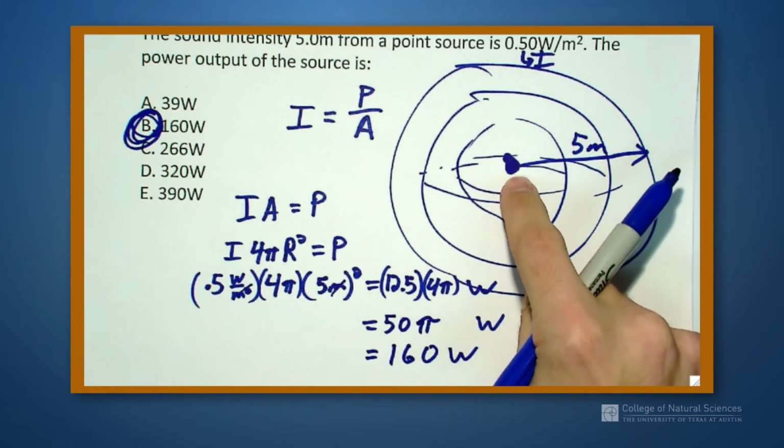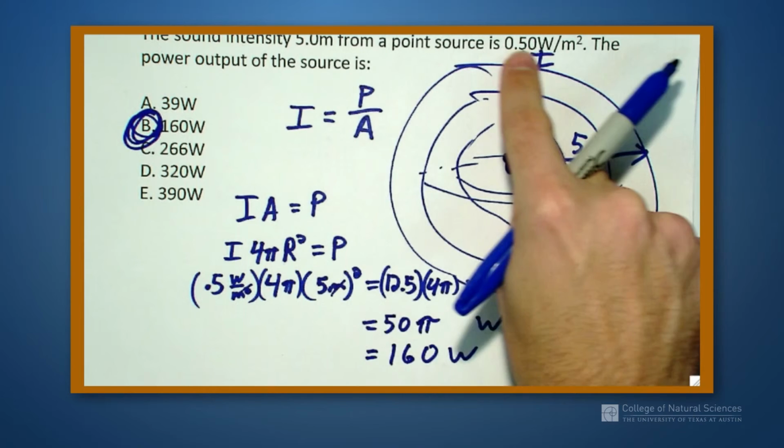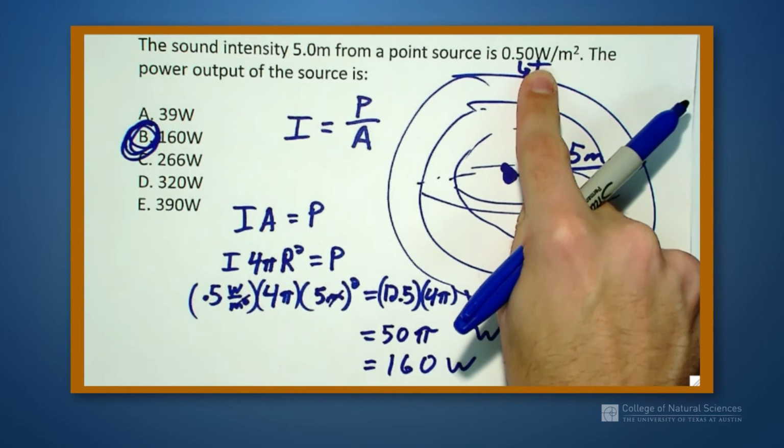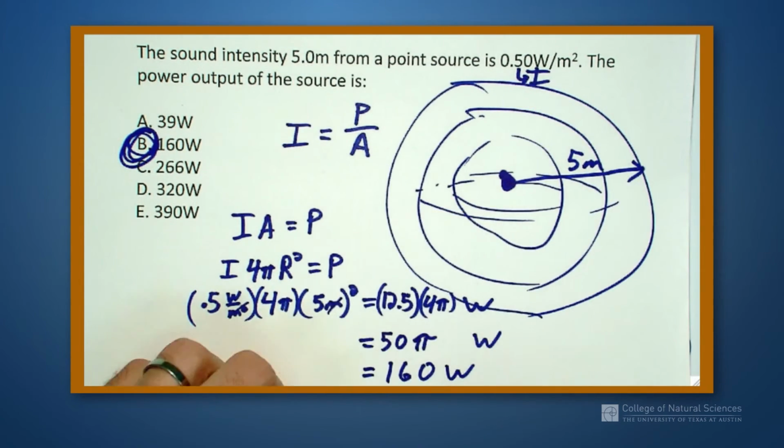So this is a 160 watt speaker, which will provide an intensity level of 0.5 watts per meter squared at a distance of 5 meters from the source, assuming that the source radiates in all the directions.